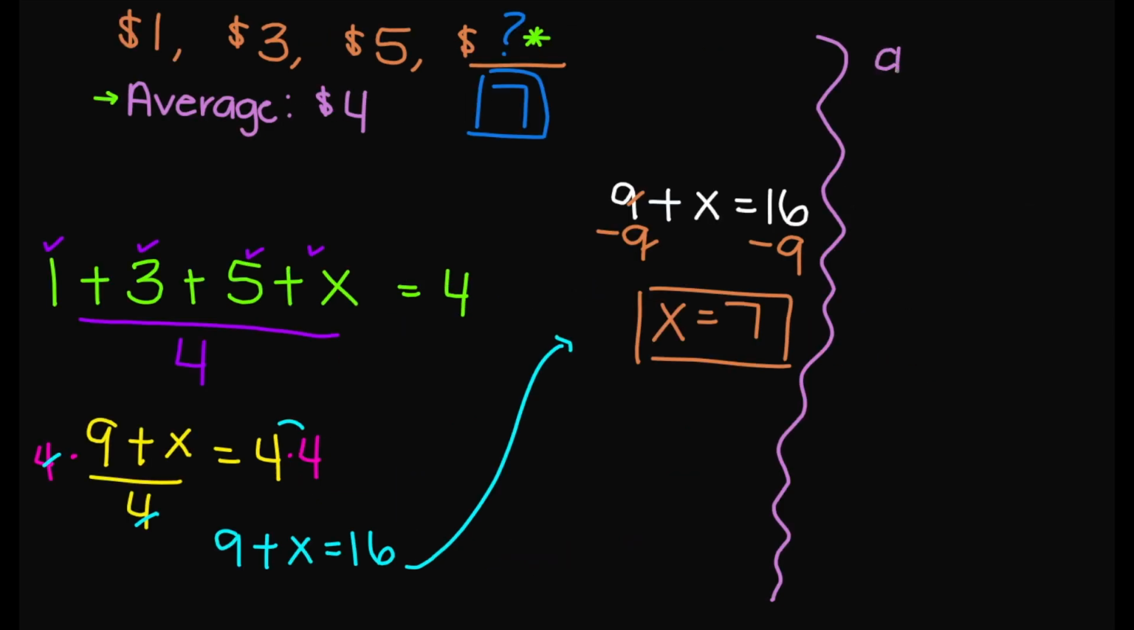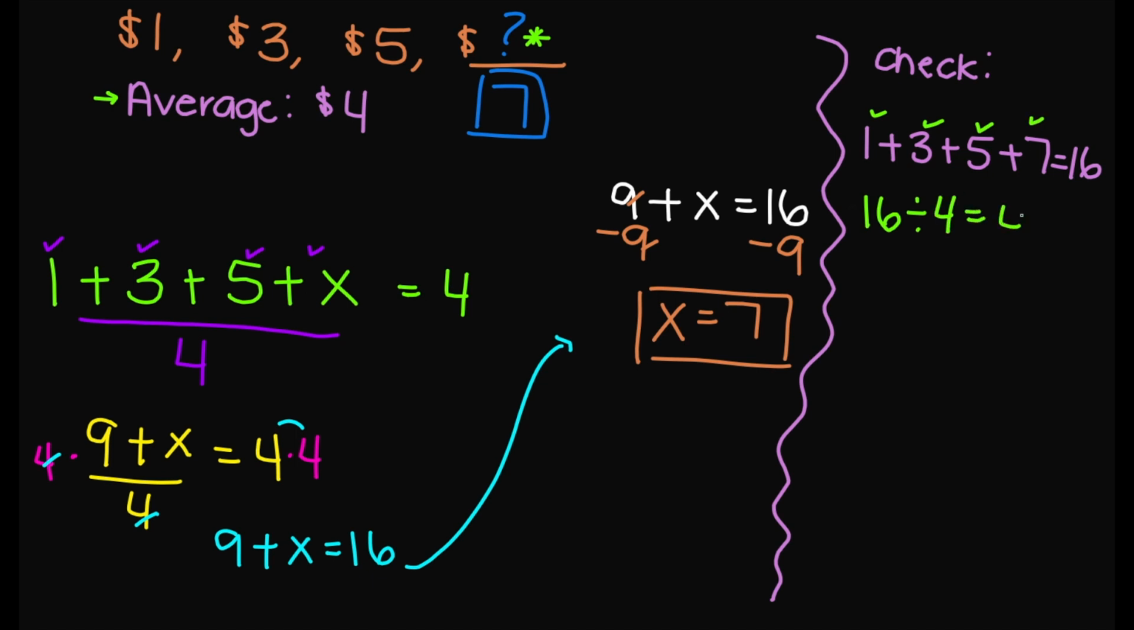So let's say we wanted to check our work to make sure that our missing value is 7. So we have 1 plus 3 plus 5 plus 7. This is going to equal 16. And now we're going to do 16 divided by the number of items I have. So 1, 2, 3, 4. So 16 divided by 4 is going to equal 4. So your average here is 4. When we come back to this example to check my work, yes, my average was 4. So we know that 7 is the correct missing value.